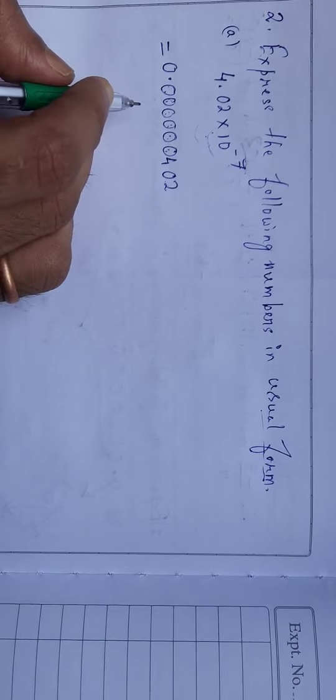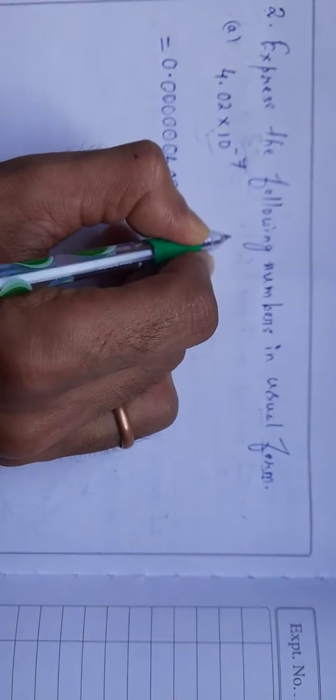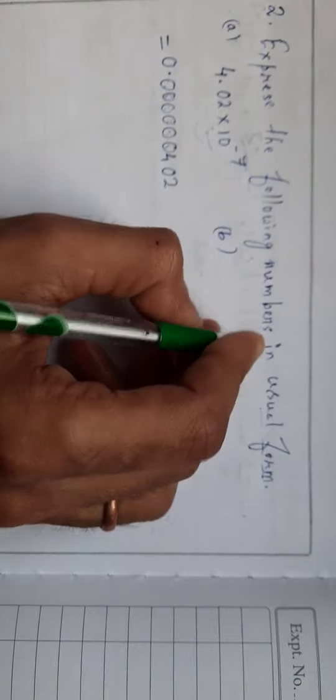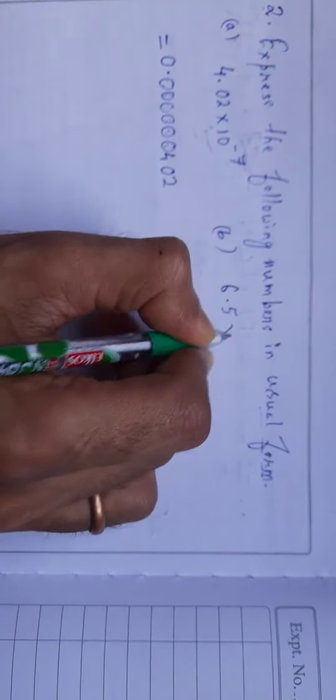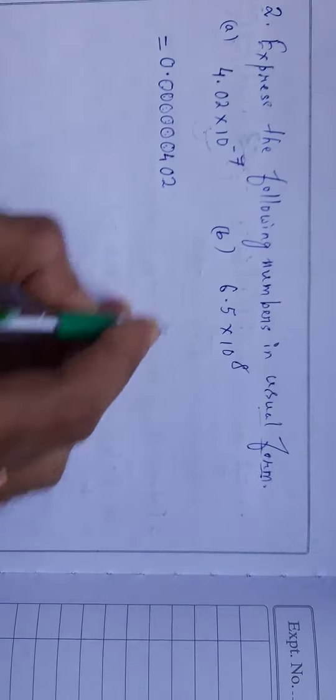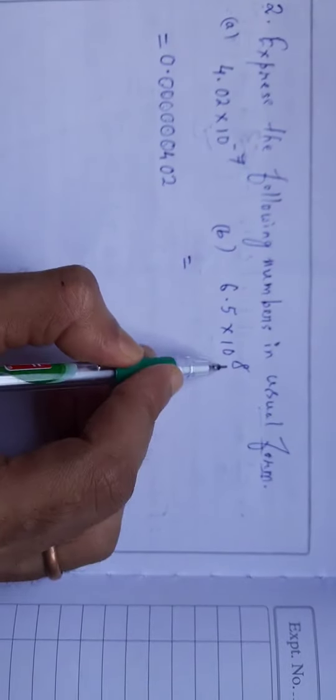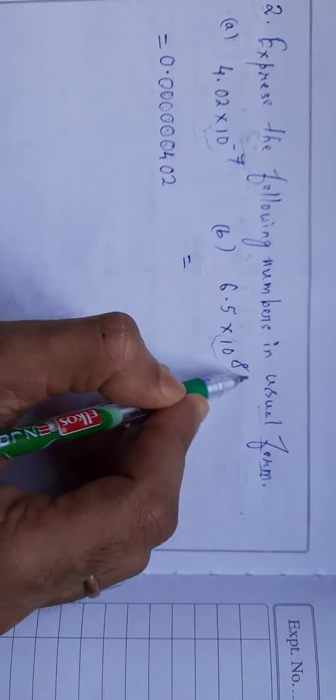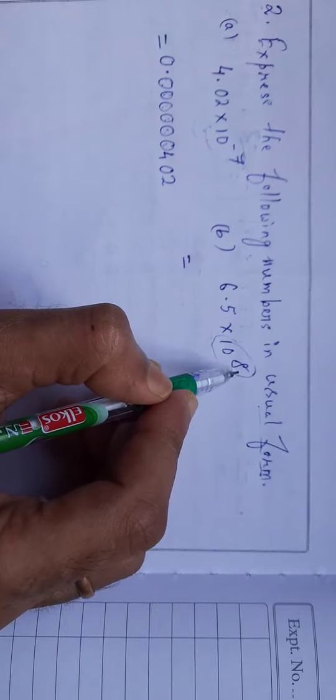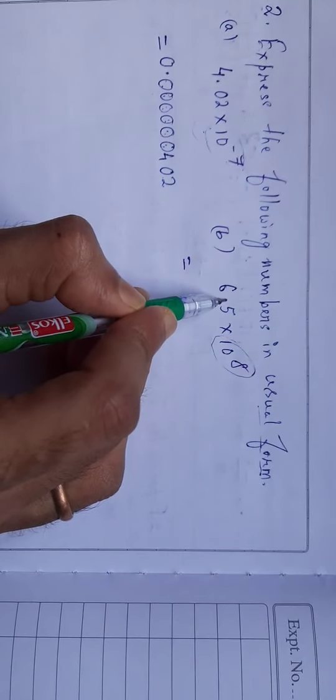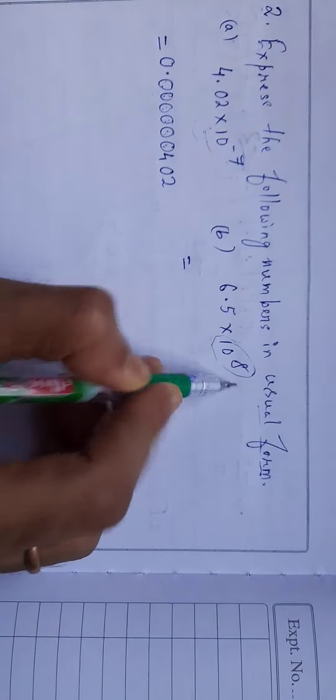Next question, number B: 6.5 into 10 to the power 8. Now in this question you can see the exponent is positive, that is positive 8. So I'll shift the decimal point to the right hand side.